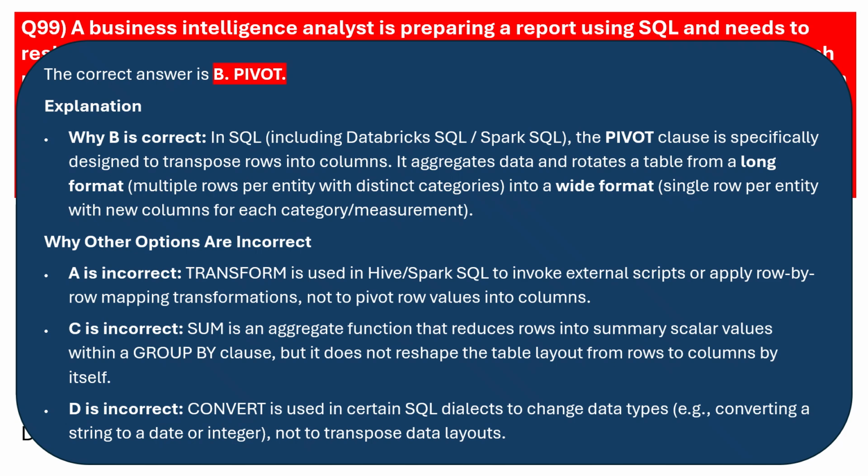Why other options are incorrect. A is incorrect. Transform is used in Hive/Spark SQL to invoke external scripts or apply row-by-row mapping transformations, not to pivot row values into columns. C is incorrect. Sum is an aggregate function that reduces rows into summary scalar values within a group by clause, but it does not reshape the table layout from rows to columns by itself. D is incorrect. Convert is used in certain SQL dialects to change data types, e.g., converting a string to a date or integer, not to transpose data.